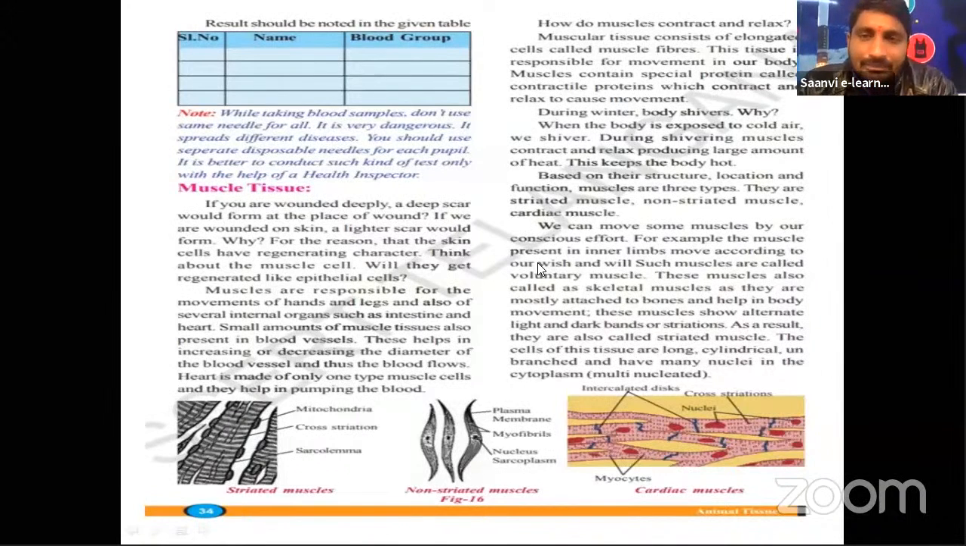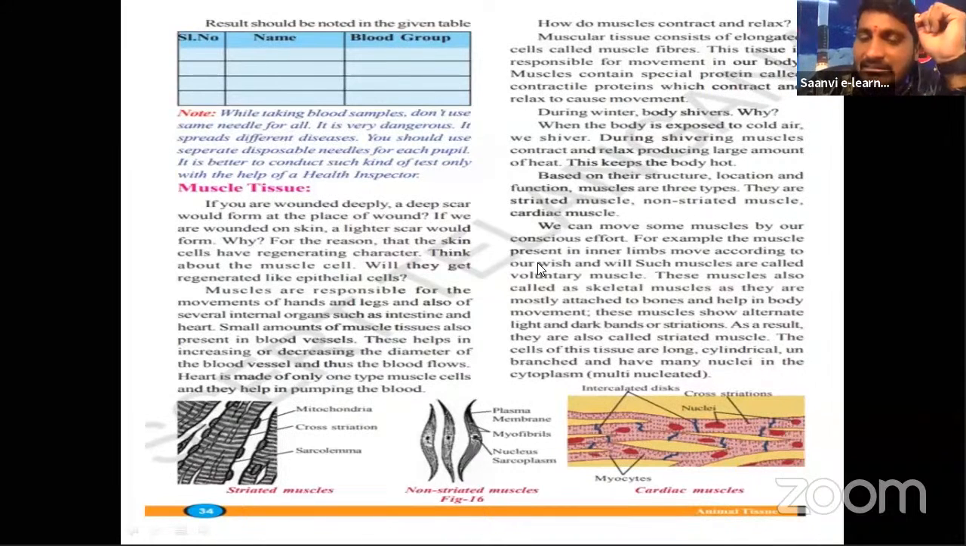Based on their structure, location and function, here we consider location, function and structure. With respect to structure, location and function, muscles are of 3 types. How many types of muscles are there? 3 types.